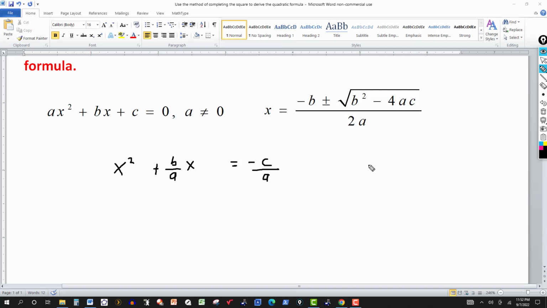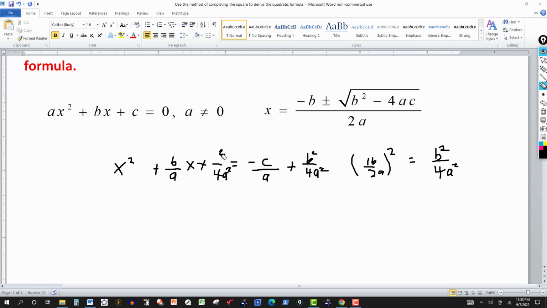this one right here. We take 1/2 the coefficient of the x term, b over a, so 1/2 times that gives me b over 2a. And then we square it. So this gives me b squared over 4a squared. And that's what I add to both sides here. So in my next step, I would rewrite this whole thing again, and then put a plus b squared over 4a squared. And then I add it here also, both sides.